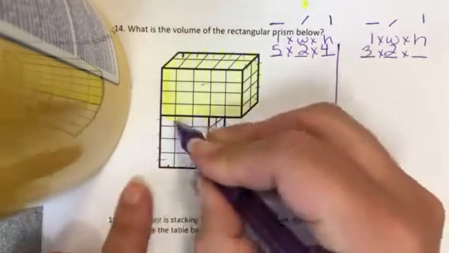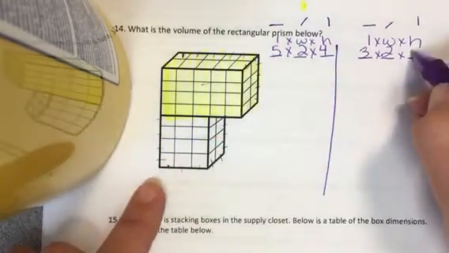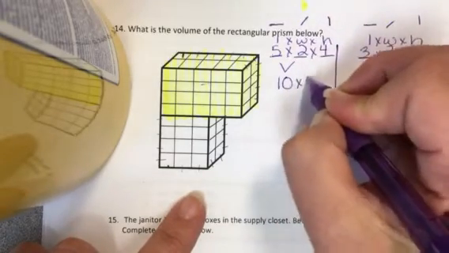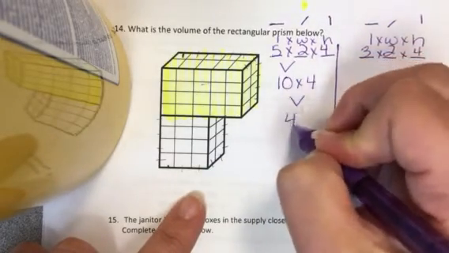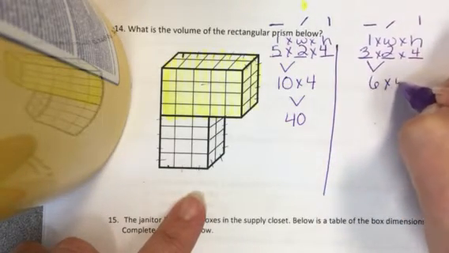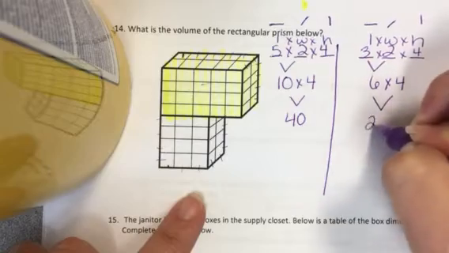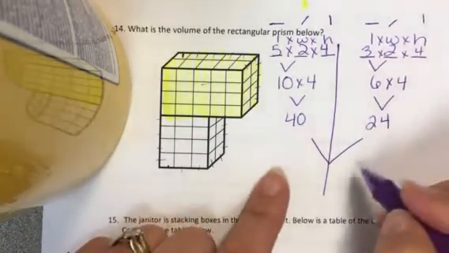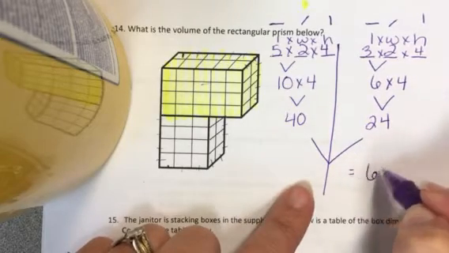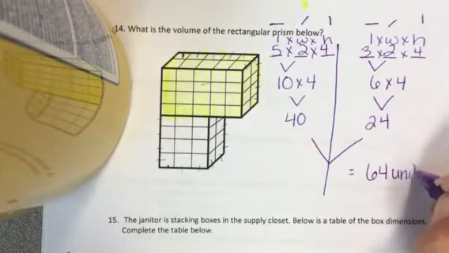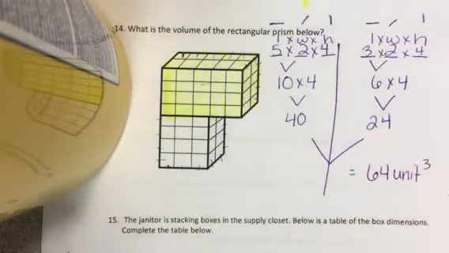This one's a little hidden, so I decided it would be better for me to do it over here. Let's do our work. 5 times 2 is 10, times 4 is 40. 3 times 2 is 6, times 4, 24. 40 plus 24 equals 64. And since I don't have a measurement, I'm going to write it as units cubed.